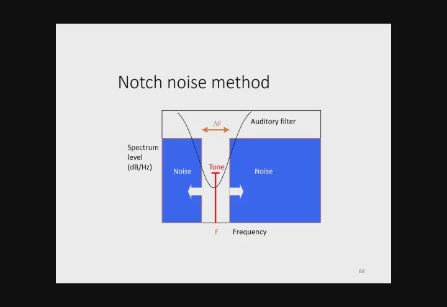I change the delta F, so the frequency width. Here I hear it, I hear it, I hear it, I don't hear it. So what's the notch width that I need to measure my tone? And if I change that around, I get a filter shape which looks similar like that. The problem if I do it like that is I can only measure symmetric filters, because the way that I apply it here, there's a symmetric gap around there, left and right.